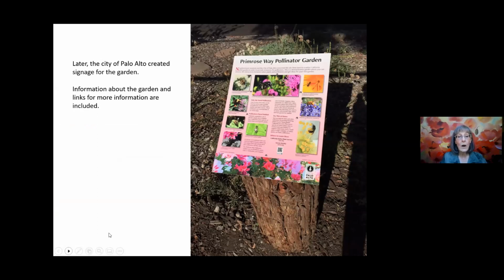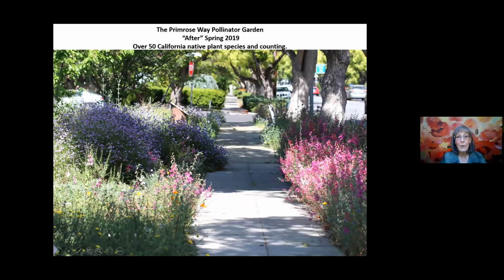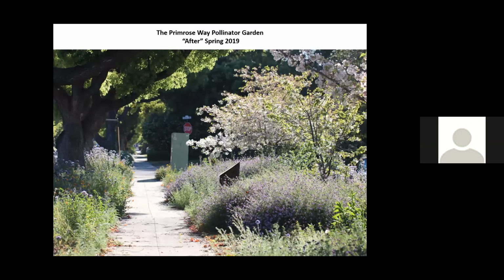And then this is what the garden looked like last spring, and we have over 50 species in this garden. Another view looking down there. That's it.